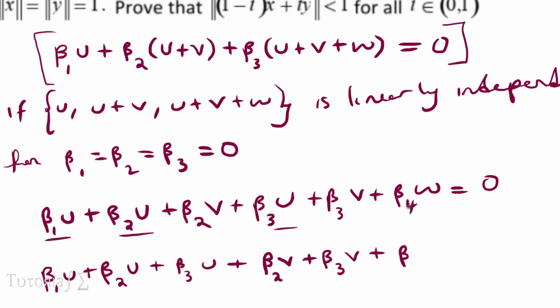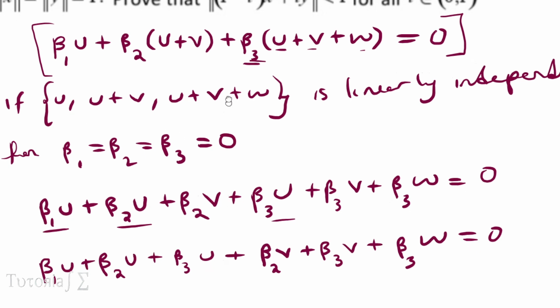Oh, should be 3, right? Not 4. Yeah, you have written 4. It's supposed to be 3. Yeah, thank you very much. So it's supposed to be 3 here. Since we are distributing this beta times that, that's beta 3, and this beta times that, that will be beta 3. Thank you. So beta 3 w equals 0.